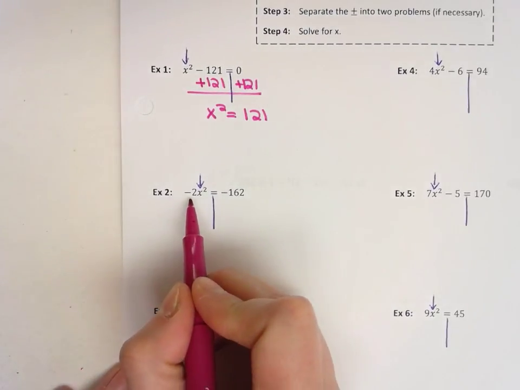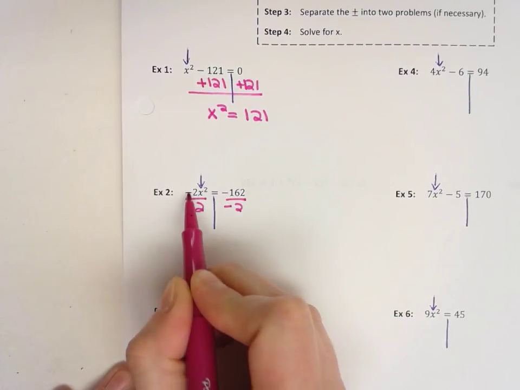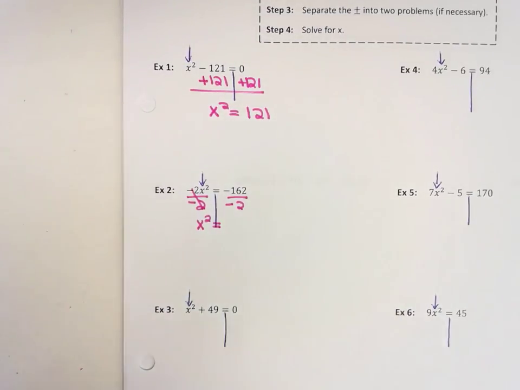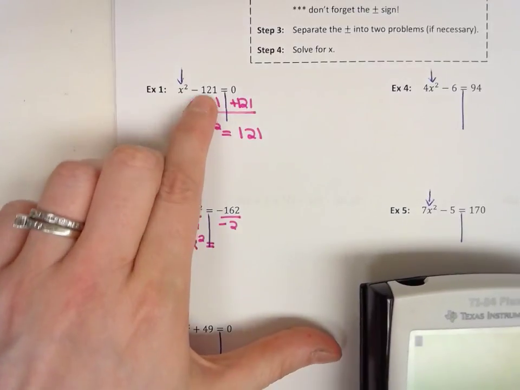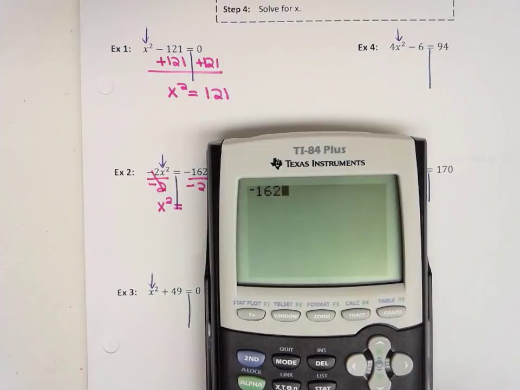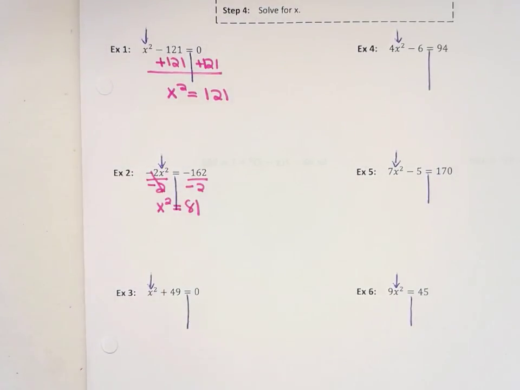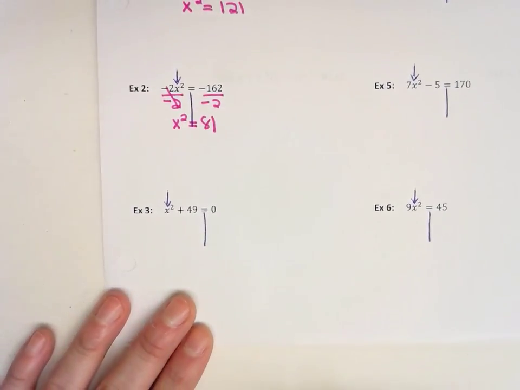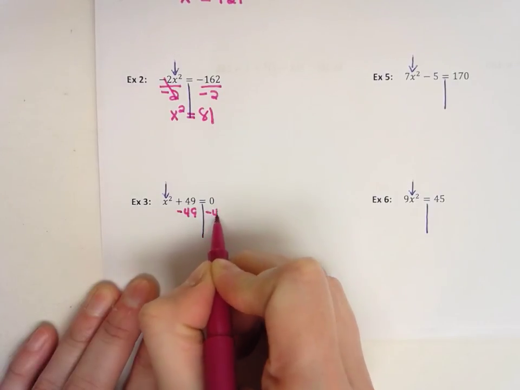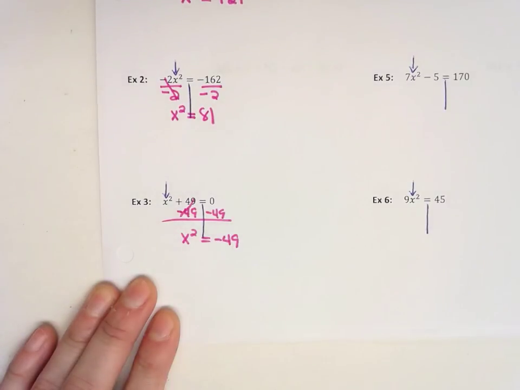On this one, the negative 2 is attached to the x squared, which means that they are multiplied. So in order to undo multiplication, we are going to divide both sides by negative 2. And when you divide, you keep the signs. When you add or subtract, you're using the opposite signs. So negative 162 divided by negative 2 gives me positive 81. We're also not finished, but we're going to come back. Now in example number 3, I've got plus 49 on the same side as my x squared. So on this one, I'm going to subtract 49 from each side. So that gives me negative 49 right there.